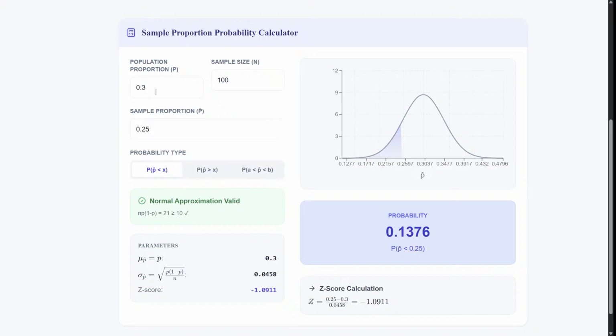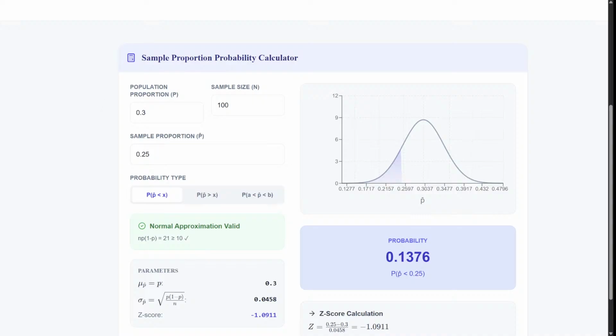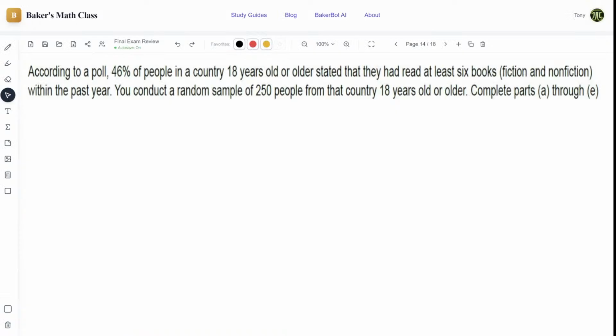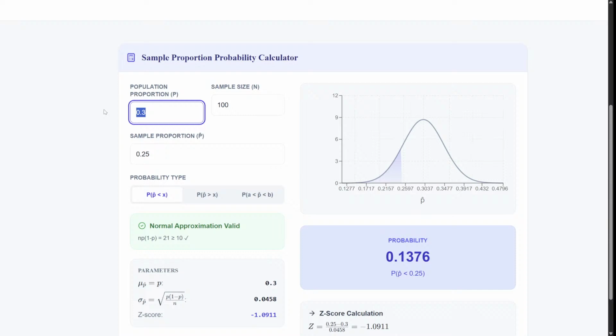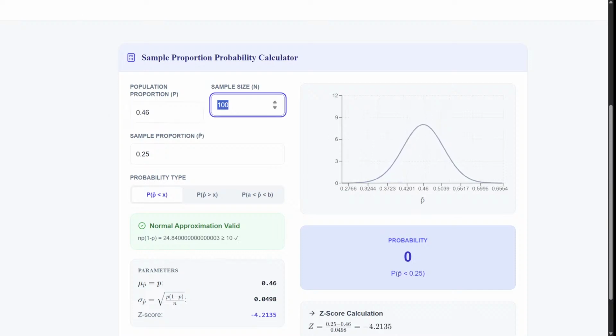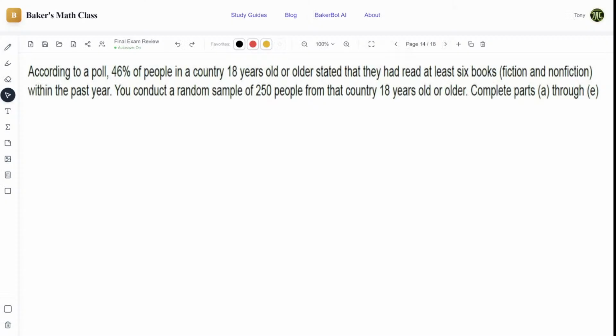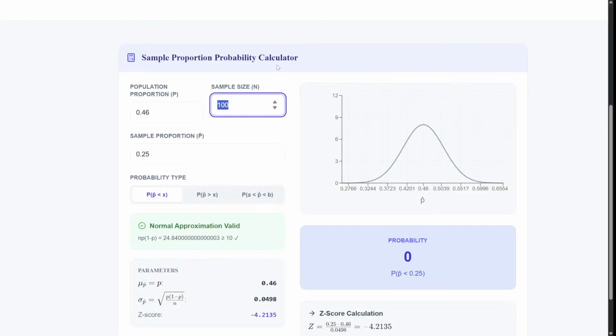So my proportion was 46%, and I did a sample of 250 people. So at that point, we can determine that it is normally approximated. 62.1 is greater than 10. So that's there.